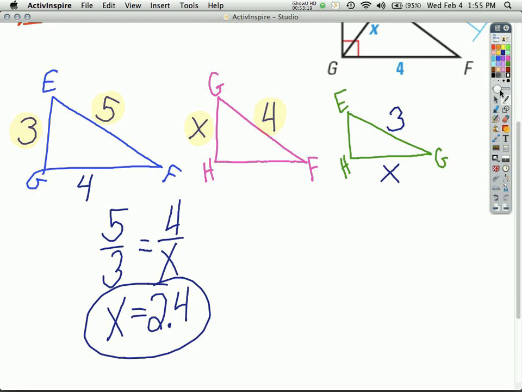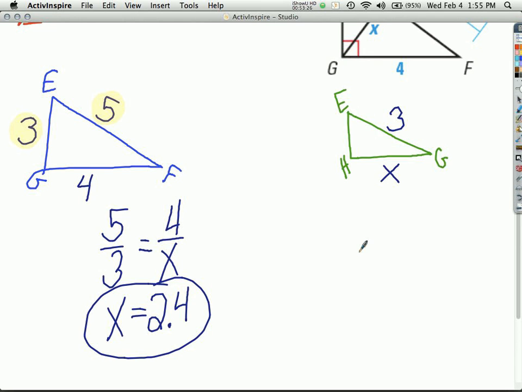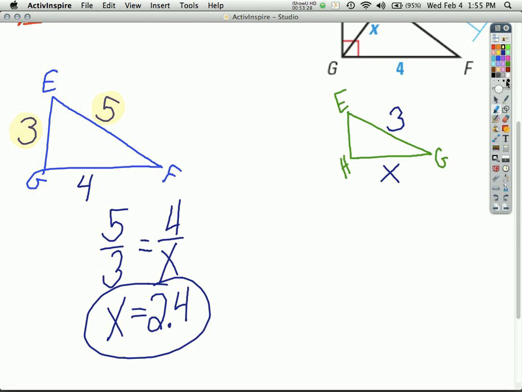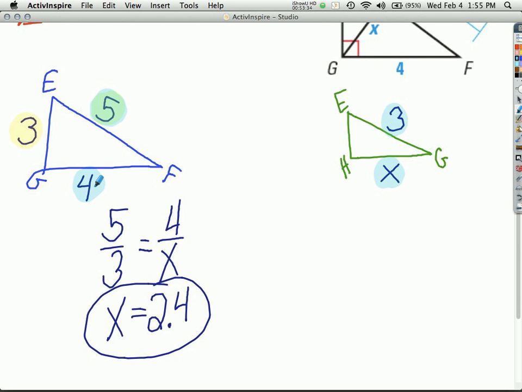If I had done this, if we didn't even have this, and we just looked at the triangle on the left and the triangle on the right, well, I've got 3 and x, and I've got 5 and 4. If I did 3 to x is equal to 5 to 4, we'll get the same result. So no matter what way you go, you should end up with the same value.